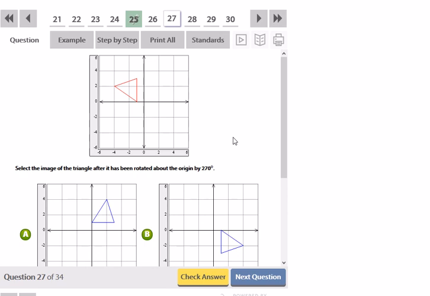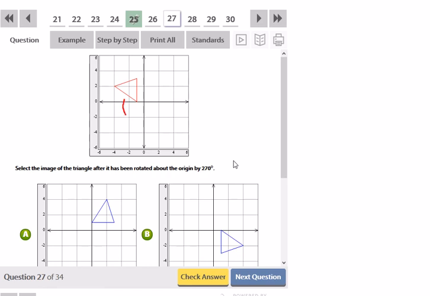Select the triangle after it has been rotated about the origin 270 degrees. Well, since they don't tell us what direction, we assume counterclockwise. That's what the note said. So 270 degrees is 3/4 of the way around a circle. Okay, 90 degrees is a quarter of a circle, 180 is half a circle, 270 is 3/4 of a circle. So if we're going counterclockwise, you can look by quadrants.